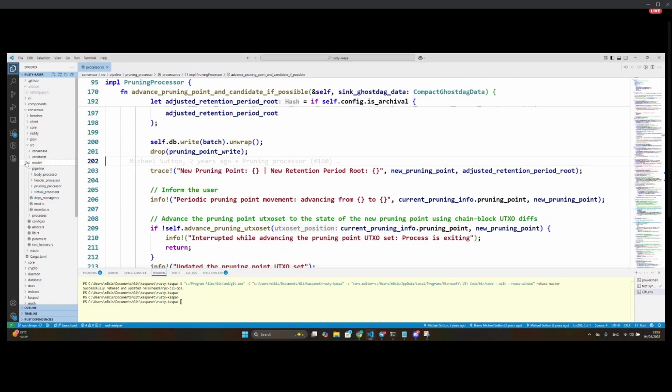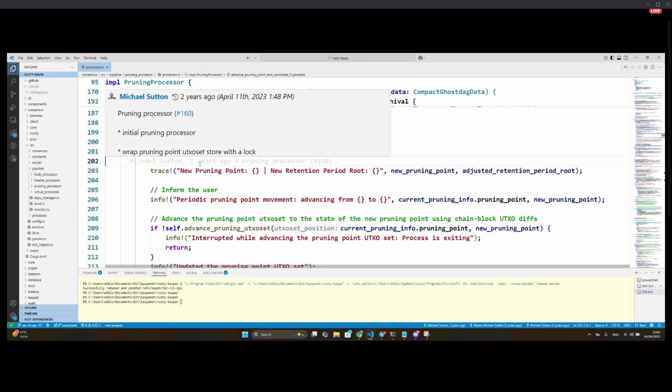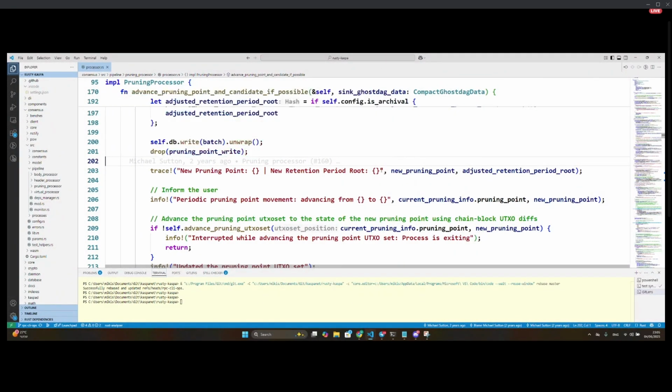Okay. So on the left, there's the general structure of a pipeline processor. Pipeline processing where we process headers, bodies, virtual state, and eventually the pruning processor, which is not so much part of the pipeline, but it receives notifications from virtual or the sync block making progress. So it gets to the point where there's a new pruning point which is deep enough so we can delete anything below it. That triggers a prune process, which happens in parallel to the normal live activity.